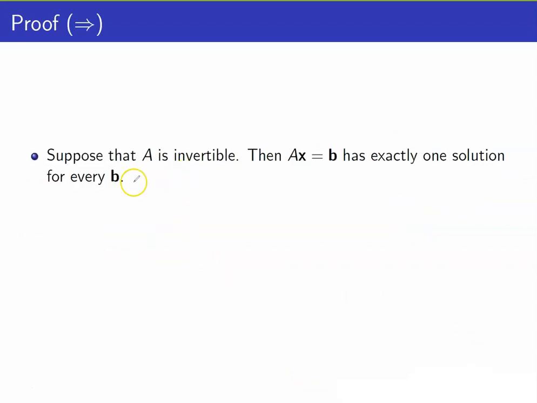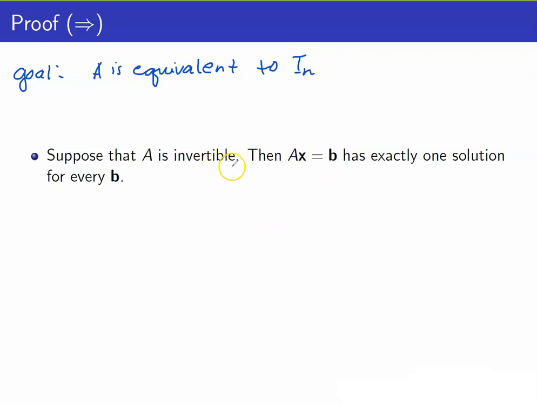Let us prove this. Suppose that A is invertible. We want to show that A is equivalent or row equivalent to the identity matrix.